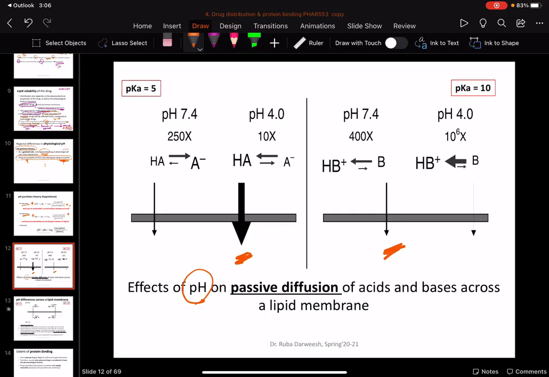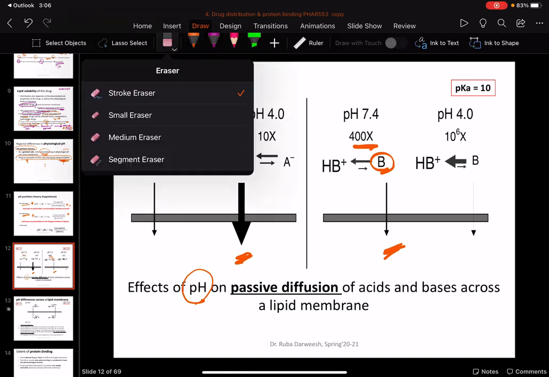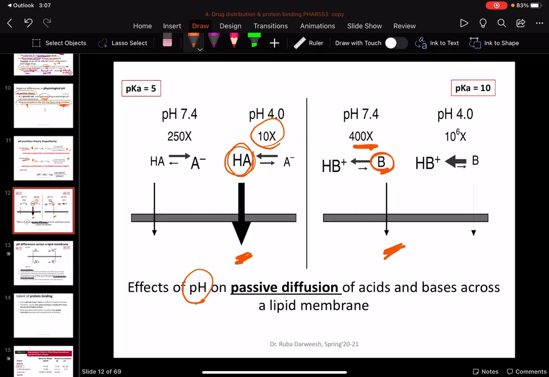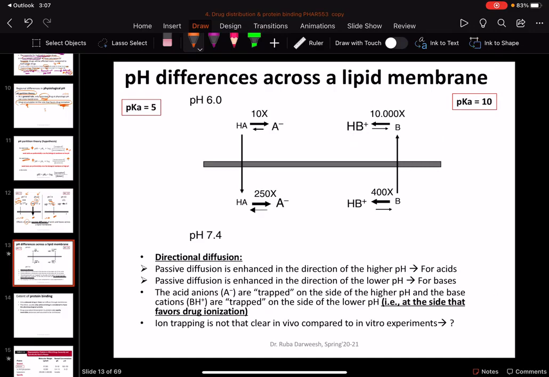The transport is favored because the fraction of unionized is more. Okay, that's what we have if we are taking into consideration one side of the membrane. So you have nothing to take care of there. If you are talking about directional diffusion, or differences in pH across the membrane, for example, we have a pH of 6 here and a pH of 7.4 there.